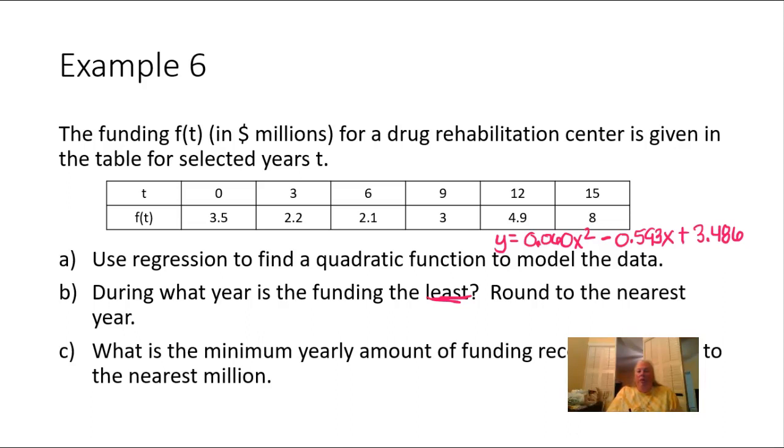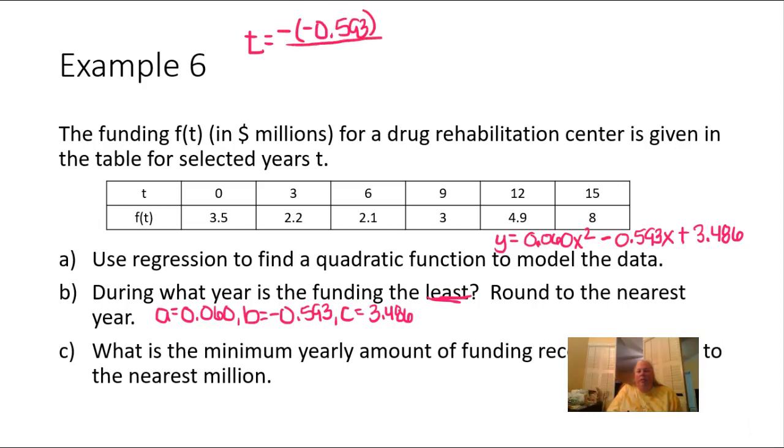Okay, so the funding is going to be the least during what year? We're going to use 0.060 for a. We're going to use negative 0.593 for b, and we're going to use 3.486 for c. So T is equal to the opposite of b divided by 2 times a.